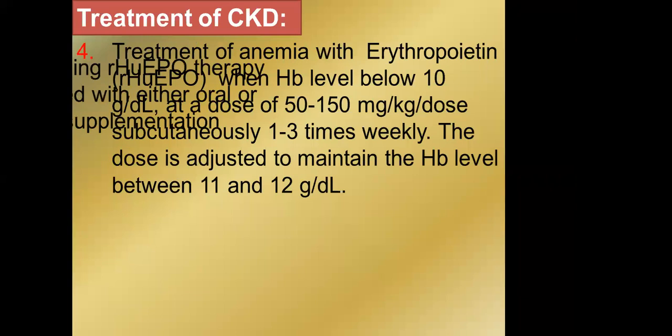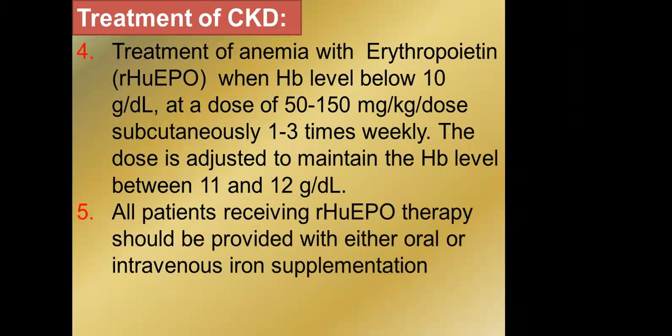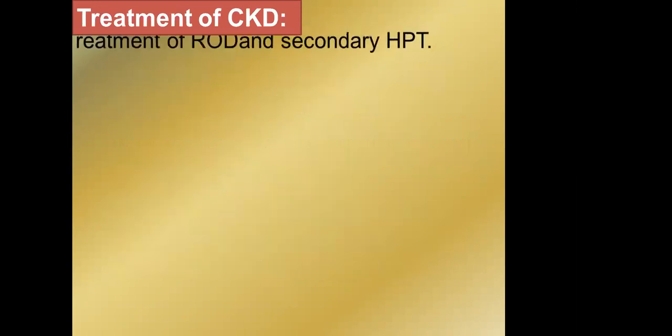All patients receiving recombinant erythropoietin therapy should be provided with either oral or intravenous iron supplementation. As you know, the erythropoietin will stimulate the bone marrow for the erythroblast production, and this erythroblast production requires iron supplementation, which is the major part of the hemoglobin production. So each patient receiving erythropoietin should receive, in addition to it, either oral or intravenous iron supplementation.